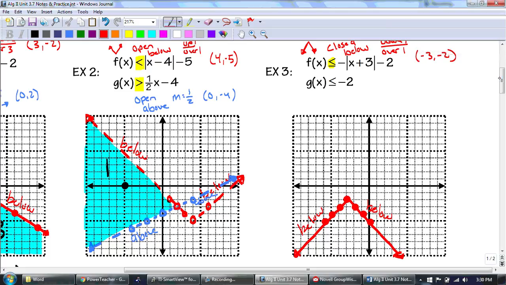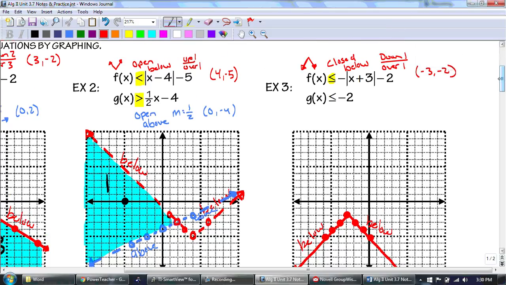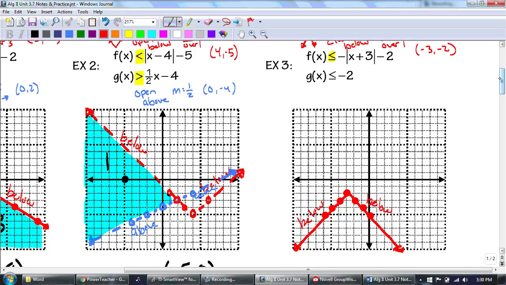Okay, so you can see that there was a reflection, it was closed below, down 1 over 1, and I'm starting at -3, -2. Okay? Now, that second inequality, when it just says g of x equals a number, they're saying that y is less than or equal to -2. All right, so you're drawing a horizontal line at -2, and it's going to be closed and below. Okay, why is it closed and below? Well, it's closed and below because of the inequality symbol.